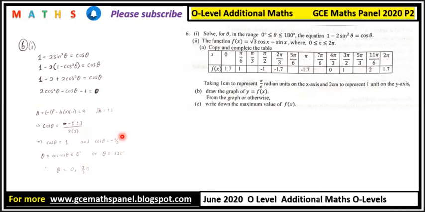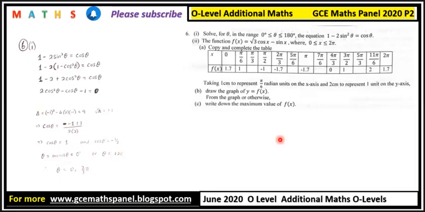In the interval 0 to 180 degrees, if cos theta is equal to 1, then theta is equal to 0. If cos theta is equal to minus a half, then theta will be equal to 120 degrees. So that is what we have. So theta is equal to 0 or 120 degrees.